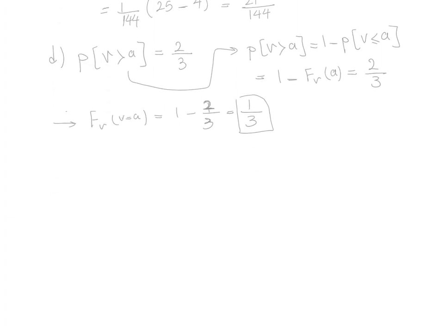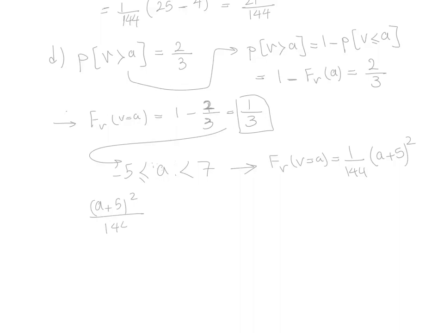So we can understand from this definition that A is in this interval. So we can use the formula. I can say it is equal to 1/144 times A plus 5 power 2. So A plus 5 power 2 over 144 is equal to 1/3, and we need to solve this.